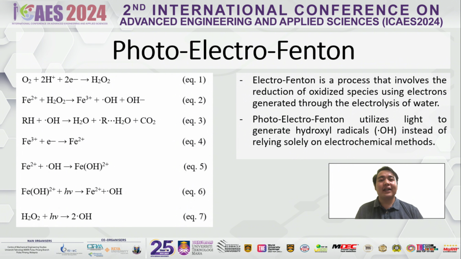In this process, there are multiple pathways to produce hydroxyl radical. In equation 5, ferrous ion will react with hydroxyl radical to produce iron hydroxide ions. In this PEF process, light will react with iron hydroxide ion to produce ferrous ions, which will then repeat the same reaction from equation 2 until 6. This cyclical process eventually enhances the efficiency of the reaction.